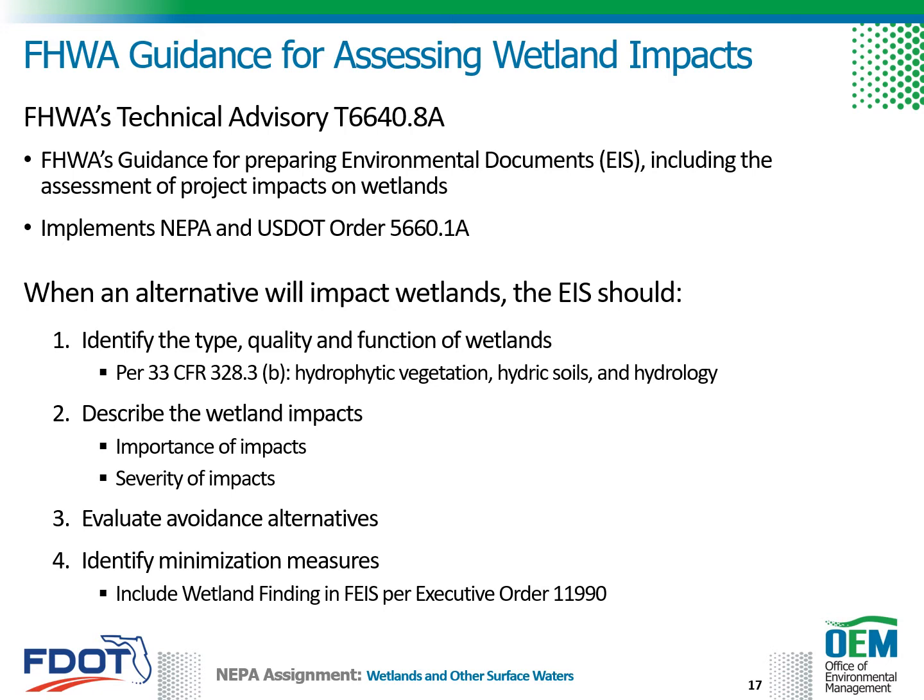The advisory stipulates that the environmental document for an environmental impact statement, or EIS, or an environmental assessment, called an EA, where wetland impacts may be significant, should identify the type, quality, and function of wetlands involved. The wetlands should be identified in accordance with 33 CFR 328.3(b), which requires the presence of hydrophytic vegetation, hydric soils, and wetland hydrology.